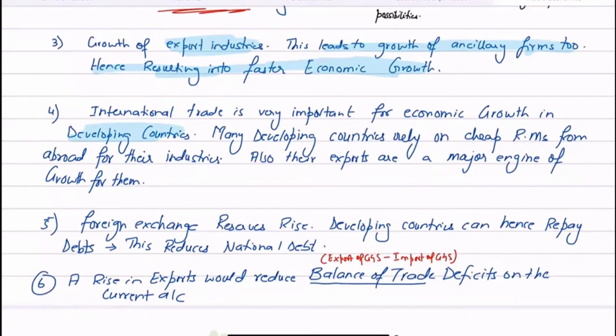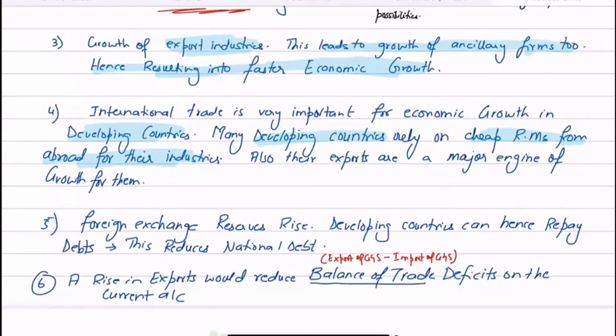And it's very important for their own economic development as well, right? So remember that a lot of these developing countries are relying on cheap raw material from abroad for their industry. For example, let's say Pakistan imports a cheap raw material from other countries because that's cheap elsewhere, and Pakistan cannot produce that raw material.